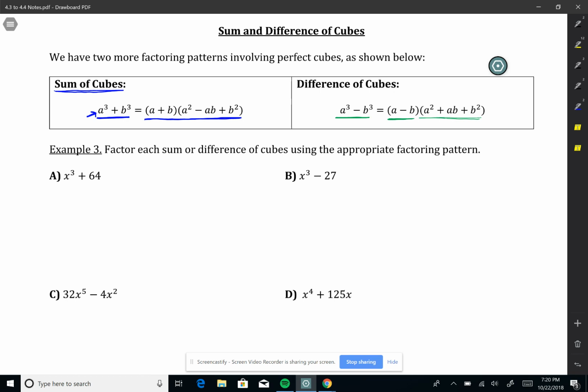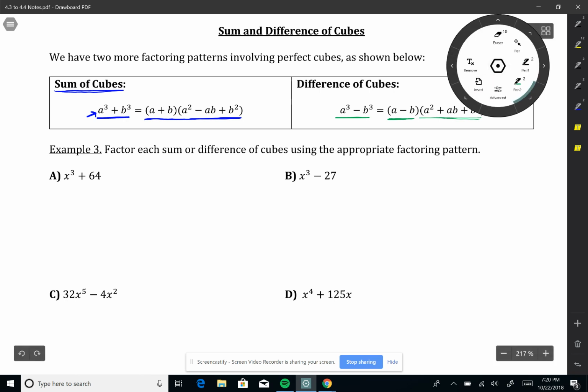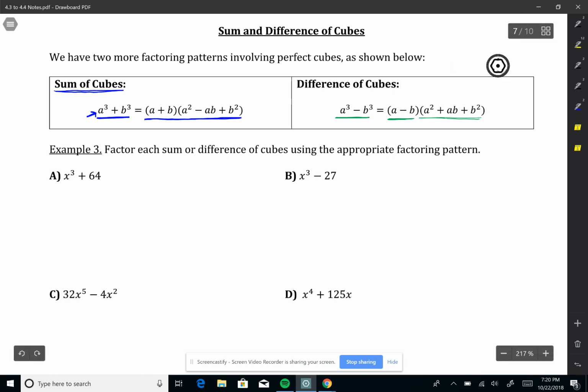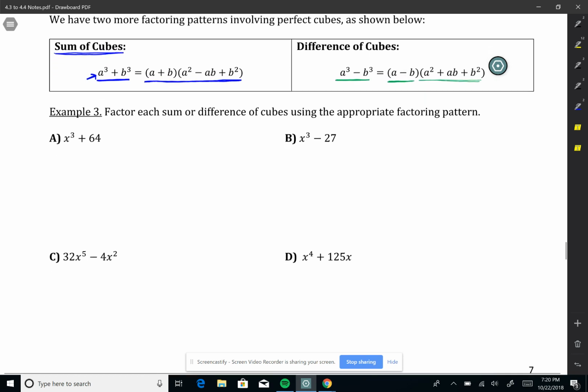All right, let's get started and see if we can use these. Factor each sum or difference of cubes using the appropriate factoring pattern. So letter A is x cubed plus 64. Because we are adding, we know this is a sum of cubes. So I'm going to use my pattern on the left, but the first thing I need to do is identify what a and b are.